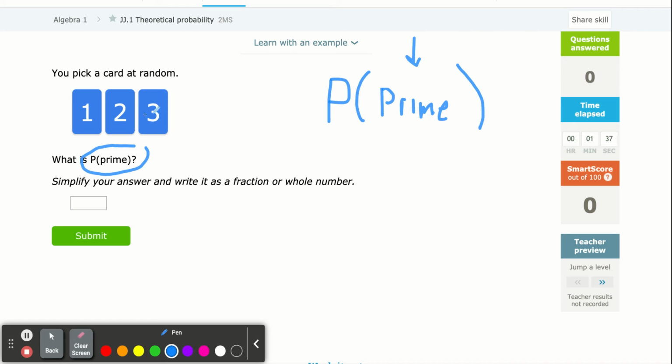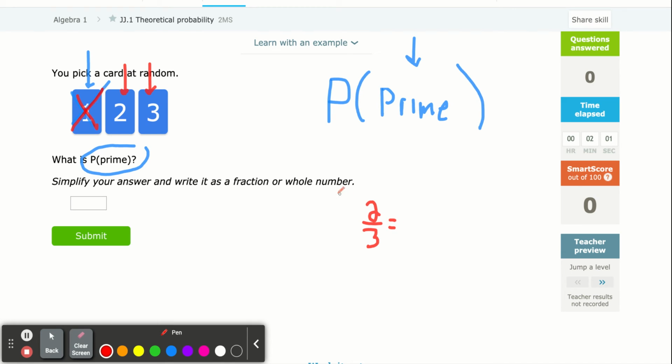Well, there's only two prime numbers in here. By definition, 1 is not prime. So I want to emphasize that. A lot of students don't realize that. 1 is not prime, but 2 is prime and 3 is prime. So in other words, you have two cards out of 3 that you could possibly get that would be prime.